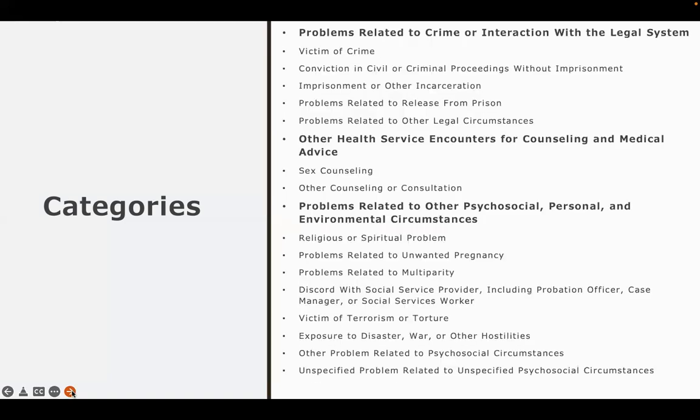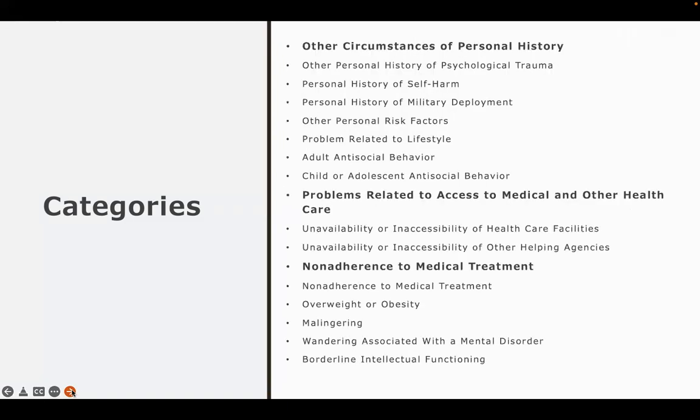Some other categories: problems related to crime or interaction with the legal system, other health service encounters for counseling and medical advice, problems related to other psychosocial, personal, and environmental circumstances. I think these are the last ones. Other categories. So again, please look these over, understand them. If you have any questions, please don't hesitate to reach out to myself or Ivy for clarification. So other circumstances of personal history, problems related to access to medical or other health care, and then non-adherence to medical treatment.